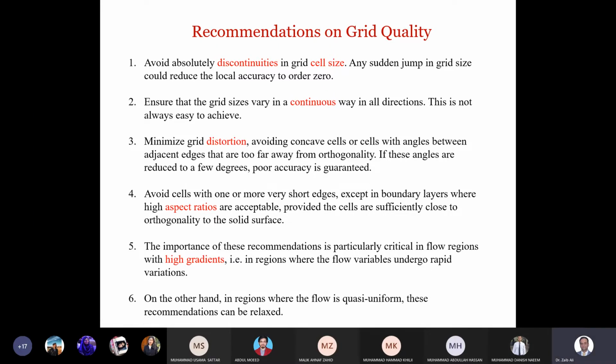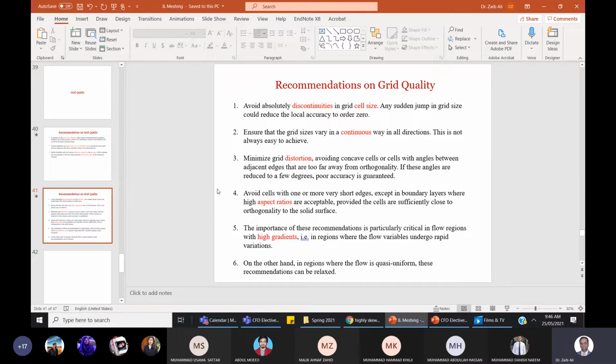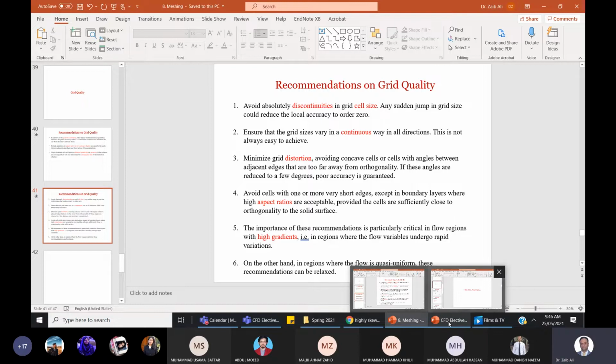Okay, so that is all about mesh types and guidelines about creating a mesh. Any questions?